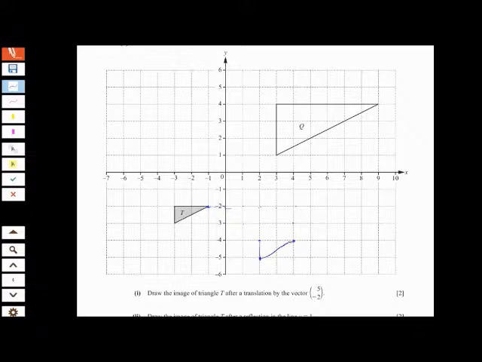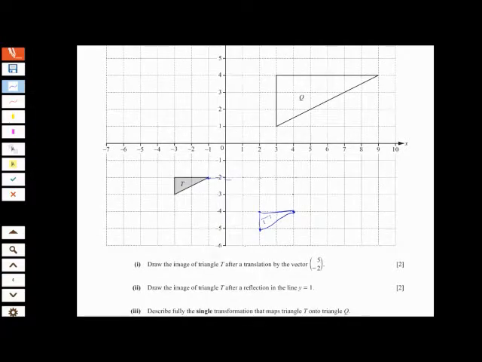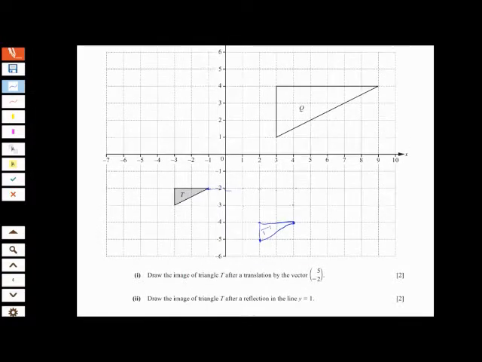This is after translation. Okay, draw the image of triangle T after a reflection in the line y = 1. Draw the line y = 1 first, which is this one. This is the y-axis and this is 1, so it's this. Draw a dotted line there.